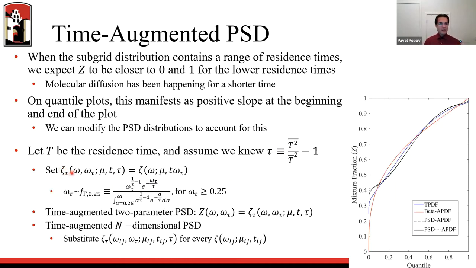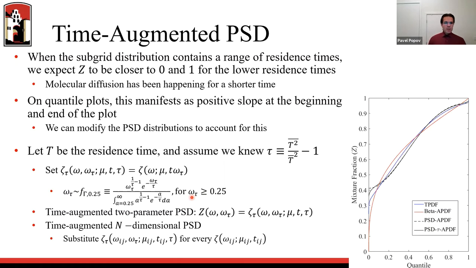So let's just define zeta T of omega and omega T as zeta of omega with parameters mu and T omega T. Okay, so then this second random variable omega t is just scaling the time over which we have diffused. And this second random variable omega t is going to vary by a truncated gamma distribution, which is arbitrarily truncated to be higher than 0.25. And we'll come back to that soon.